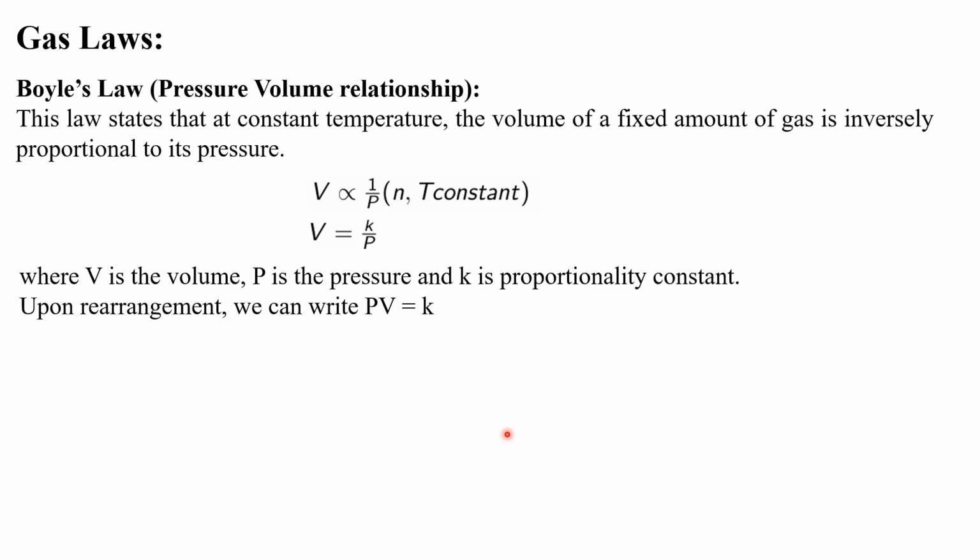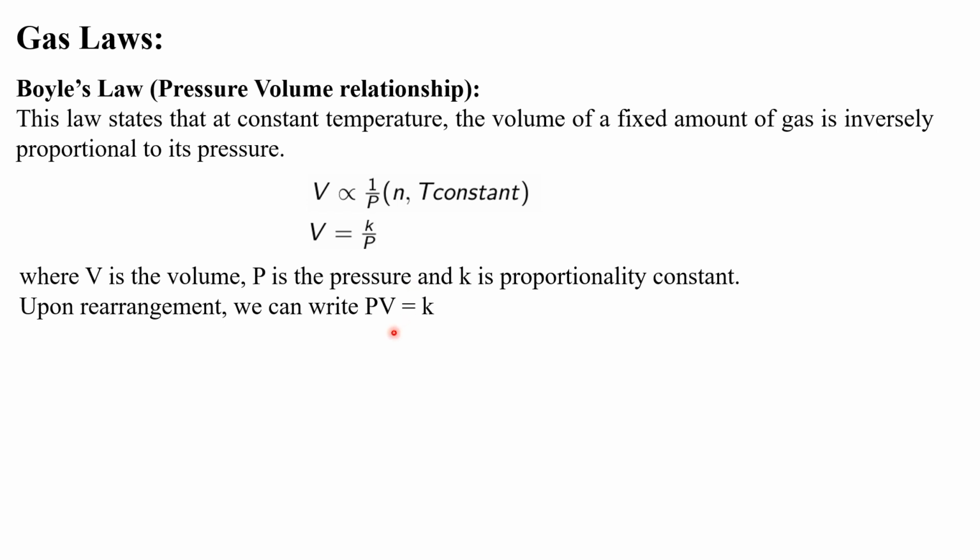Now, if we move to gas laws, we already studied them before in our high school standard. First is Boyle's law. It says that at constant temperature, the volume of a fixed amount of gas is inversely proportional to its pressure. So V is inversely proportional to P, that is, V is 1 by P when the number of moles, or amount of gas, and temperature are both constant. So we get V is K by P, where V is the volume, P is the pressure and K is the proportionality constant. If we rearrange this, we get PV is K, or PV is constant.